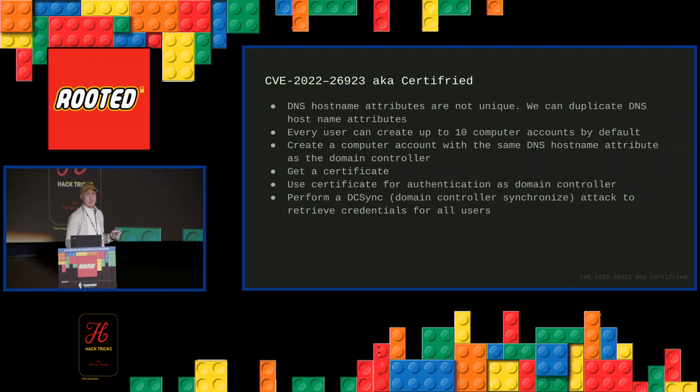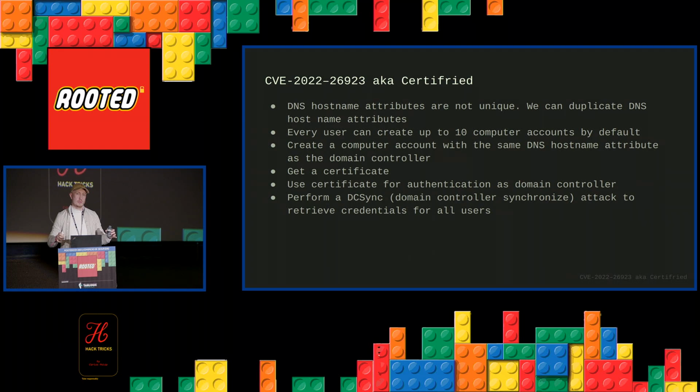DNS hostname attributes are not unique, so we can create a computer account with the same DNS hostname as the domain controller, for instance. And by default, all users can create up to 10 computer accounts. So the idea is to create a computer account with the same DNS name as some server that we want to impersonate. Then we get a certificate. And finally, we use the certificate for authentication. And if you're a domain controller, you can perform what's called a DC sync attack.